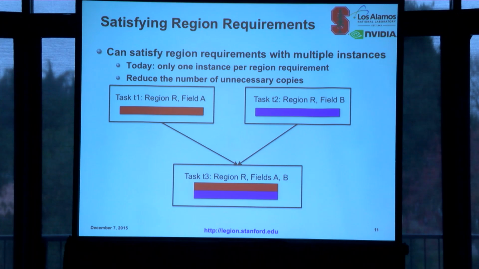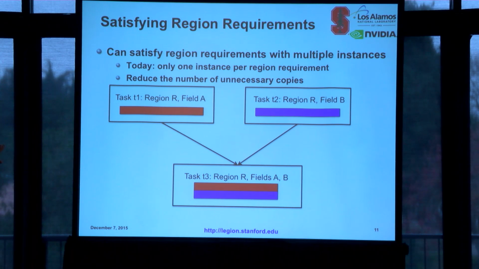OK. I want to talk about a couple other aspects of how having multiple instances in the mapping API actually changes things. This is an example of a problem that we have today in the current mapping API: we can't really satisfy mapping or region requirements with multiple instances. You have to make a single instance in order to satisfy a region requirement for your tasks. And the result is that we end up having to make copies.